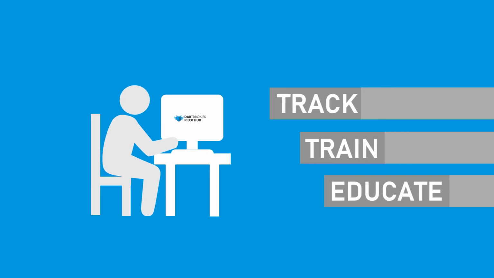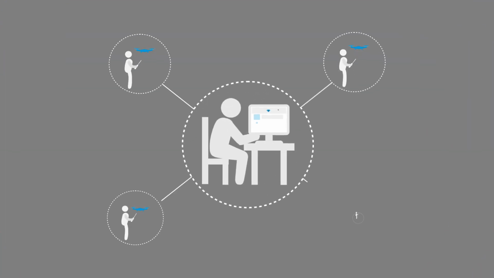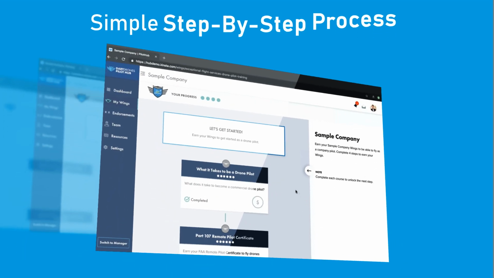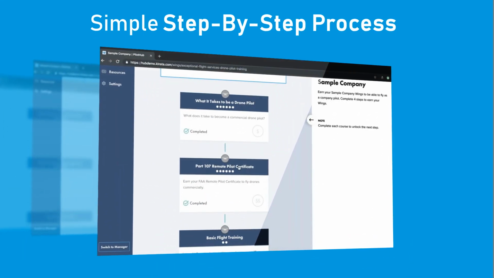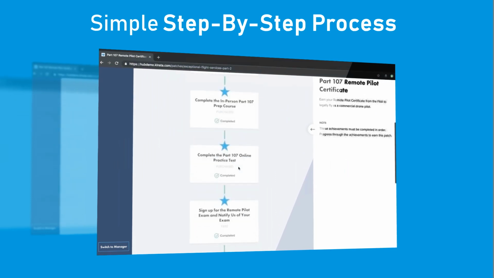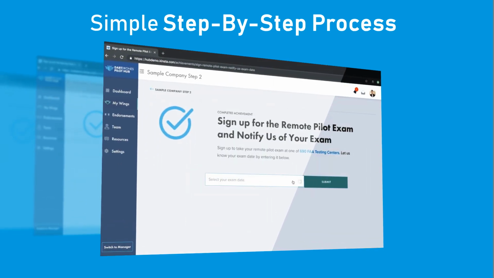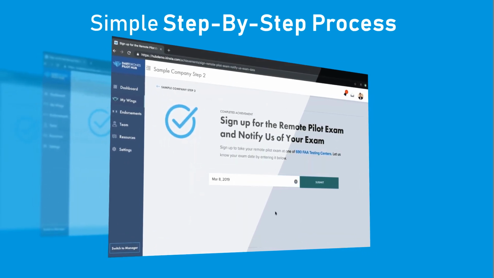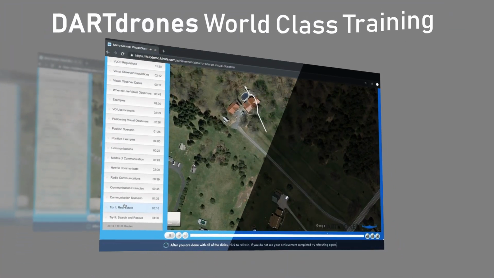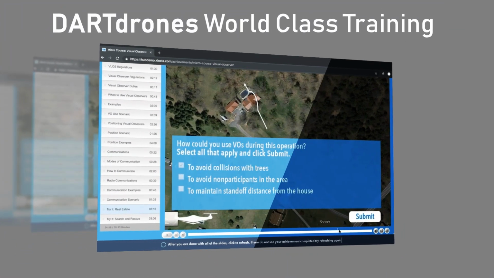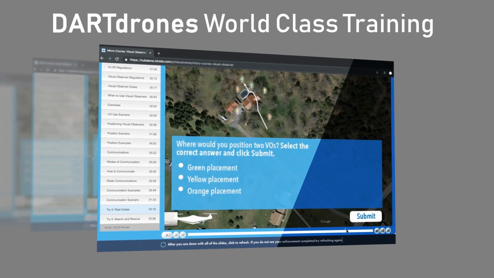In the Pilot Hub, pilot teams can access a simple step-by-step process where they can easily follow a pre-designed training program featuring DARTdrones courses, custom assignments, and check-ins with their manager. Access DARTdrones world-class training, both in person and online, to ensure that all pilot team members receive consistent training.